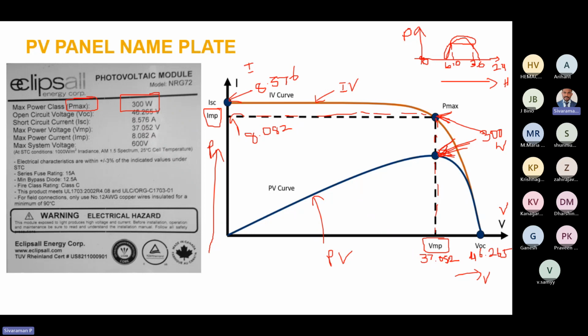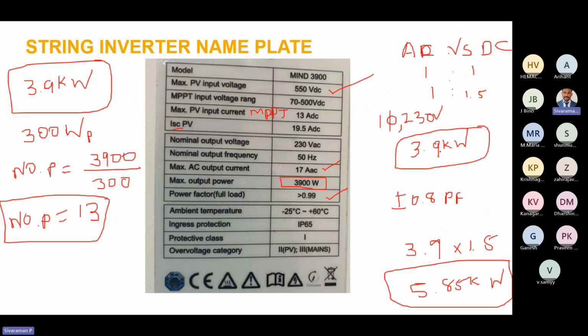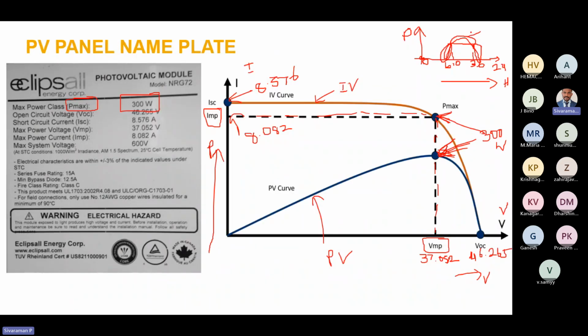Suppose the inverters are operating at this point. When the inverter operates in this time period, morning 6 to 10, it will not give the rated output power. In this example we see it is 3.9 kilowatt. Only when the inverter is operating at this region will it give 3.9 kilowatt. If it is operating in this other region, then it will not be 3.9 kilowatt; it will be less than 3.9 kilowatt.